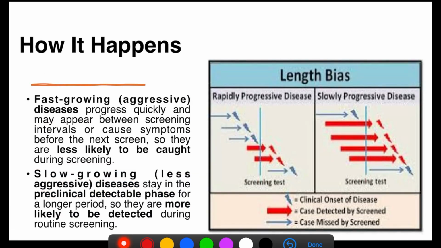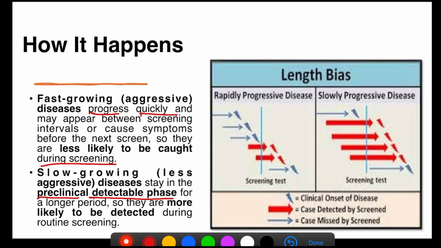And how does it happen? There are two types of disease pattern. One is the fast growing or aggressive disease. Another is a slowly growing or less aggressive disease. The diseases which are aggressive progress quickly and may appear between the screening intervals, or cause symptoms much before the next screen. So they are less likely to be caught during screening. But slowly growing or less aggressive diseases stay in a preclinical detectable phase for a longer duration. So they are more likely to be detected during routine screening.